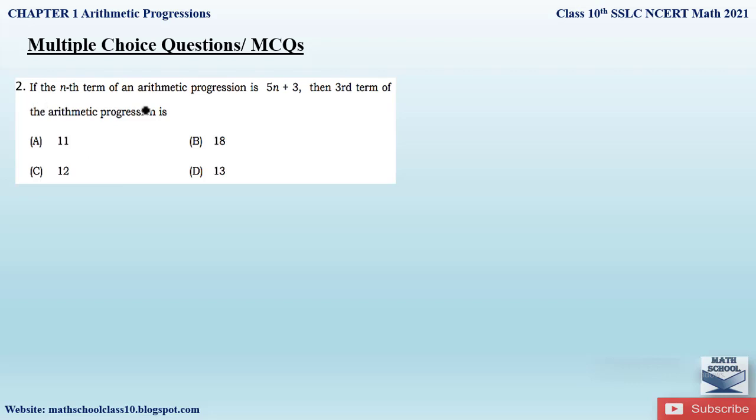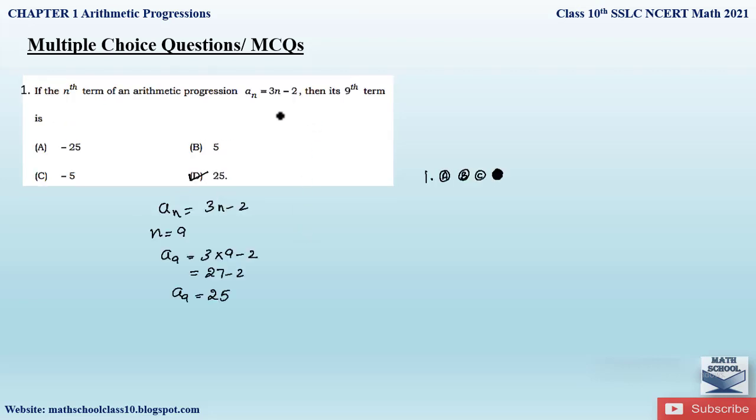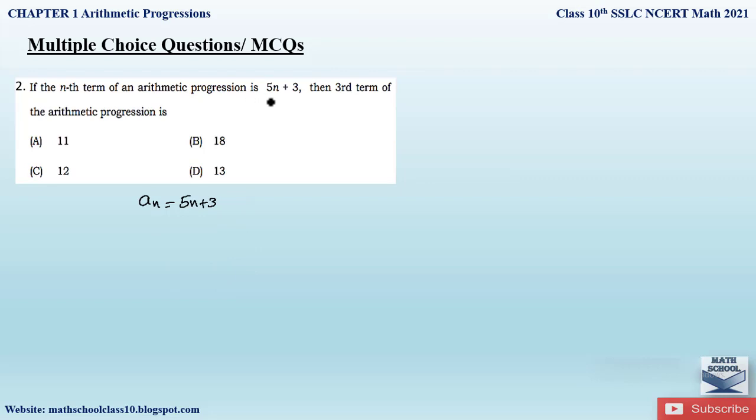Now coming to our next question, if the nth term of an arithmetic progression is 5n plus 3, then find the third term of the arithmetic progression. Again, this is very similar to our previous question. They are telling us that the nth term of an AP, represented by an, is equal to 5n plus 3. In our previous question, they had given us the equation directly, that is an is equal to 3n minus 2, where you substitute n as 9. But here in this question they have not given you the direct equation, so you have to write down this equation and then substitute the n value, right? Here they are asking us to find the third term.